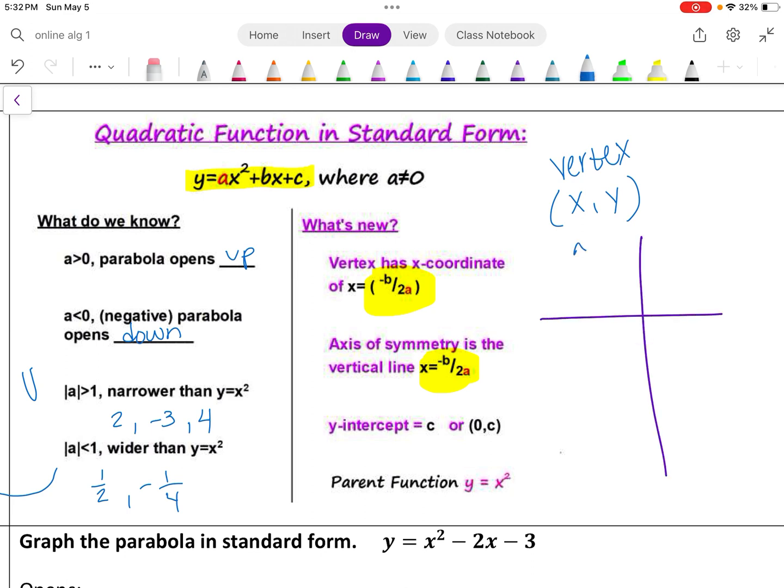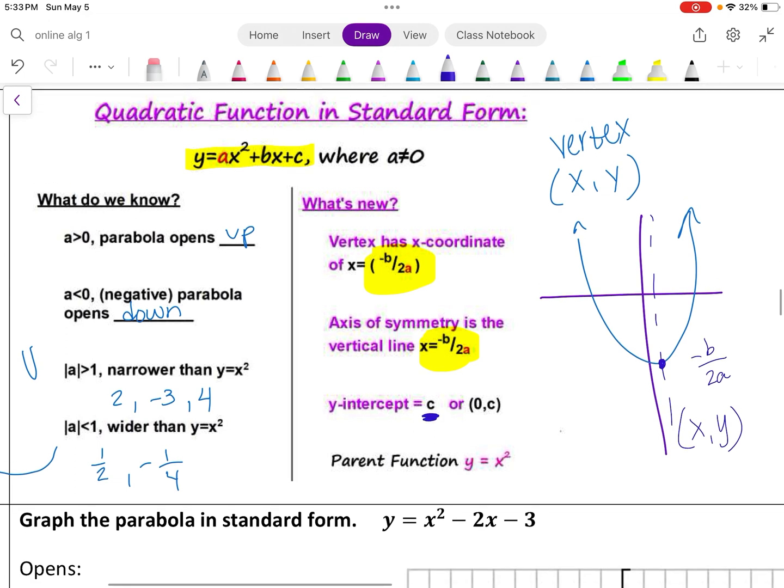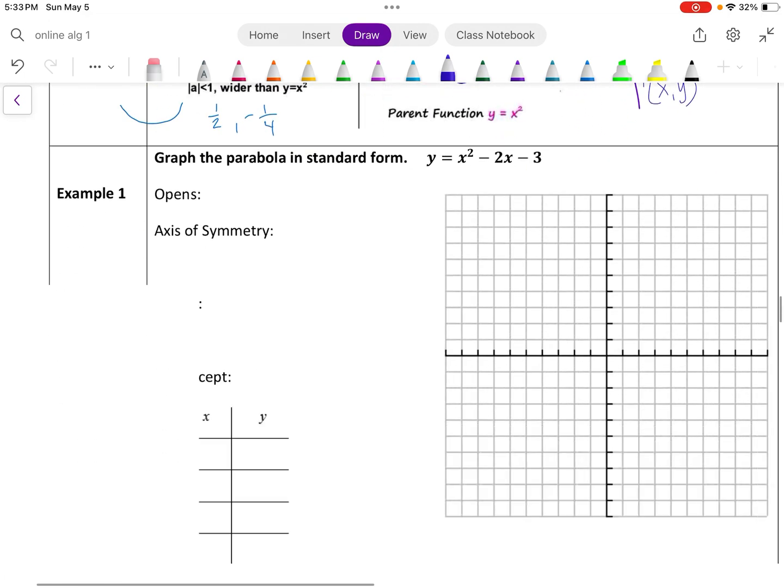So if we sketch a parabola here and think about this, our axis of symmetry, it's that line that's cutting our parabola in half. We could find that using our formula, negative b divided by 2 times a, and then that's going to be the x value of our vertex. And of course, once we have x, we can substitute that in to find y. We're also going to learn a trick for our y-intercept. When you're thinking about standard form, your c value is always your y-intercept.